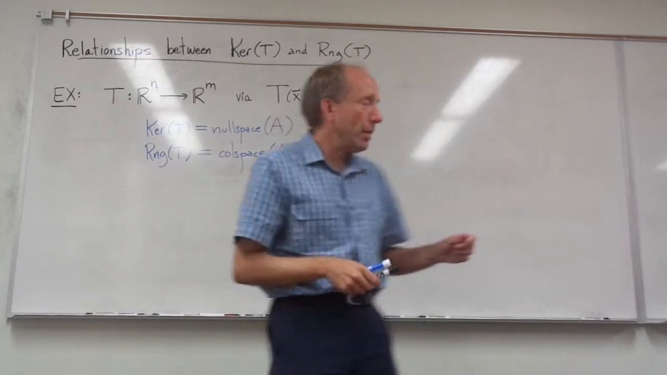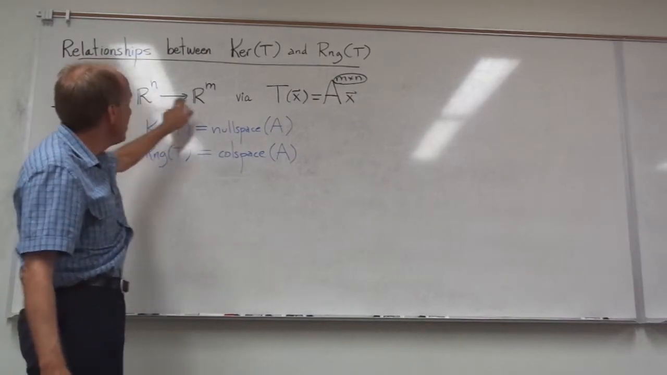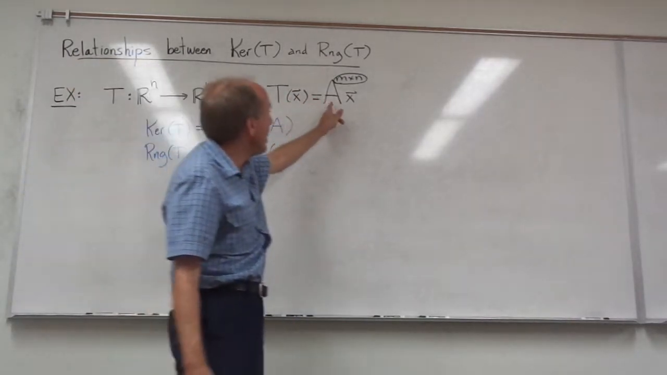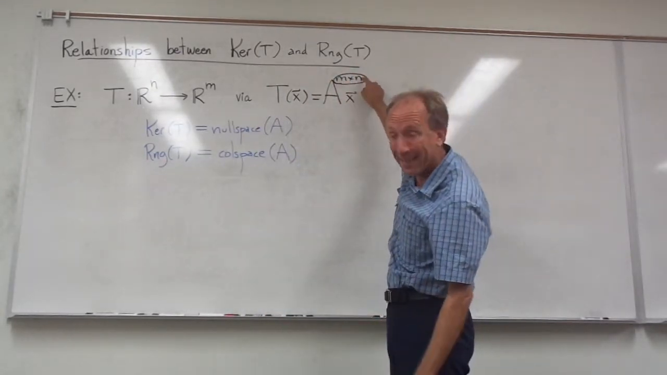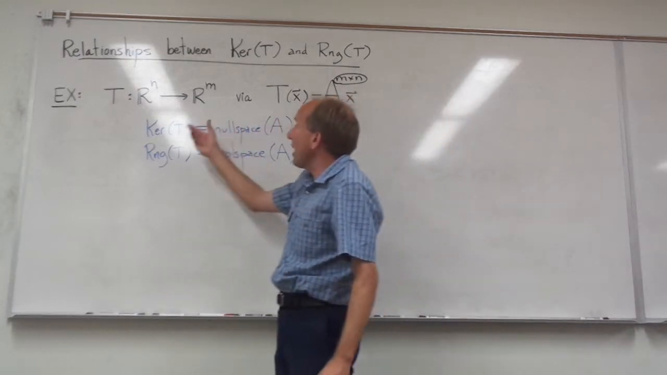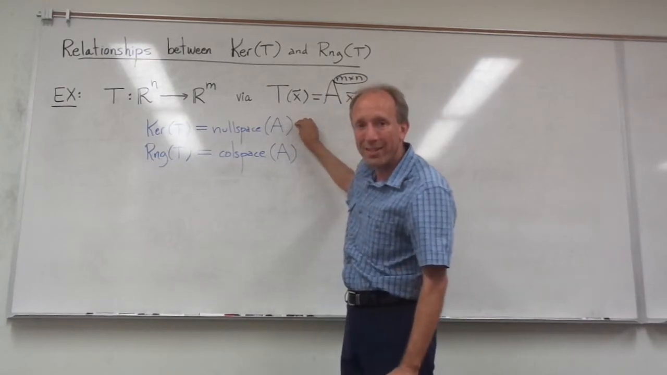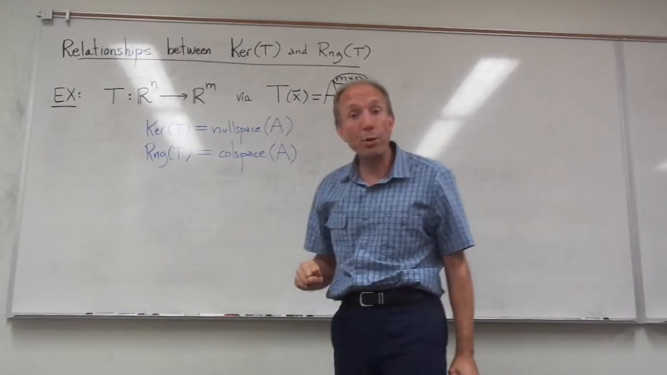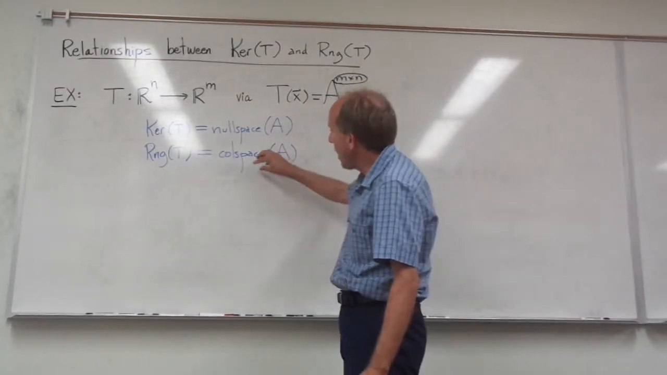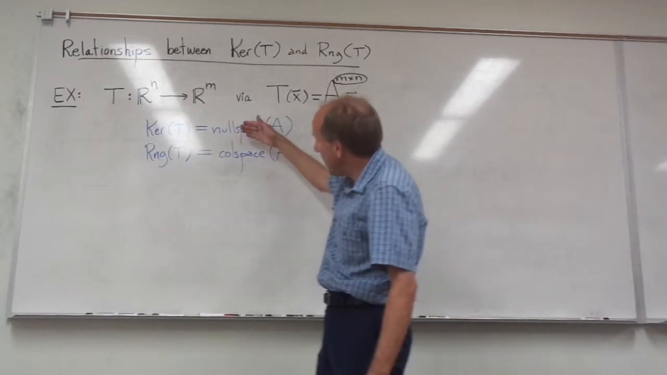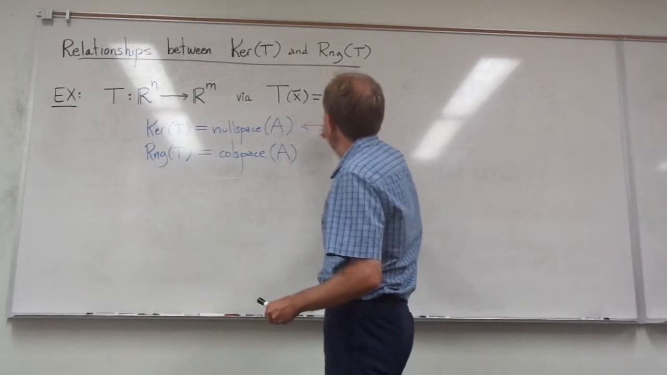However, if we recall this example of a transformation from Rn to Rm using a matrix transformation, so a matrix which would be m by n, the kernel of that transformation is the null space of the matrix. We talked about that previously. And also, the range of the transformation is the column space of A. And there is definitely a relationship here.